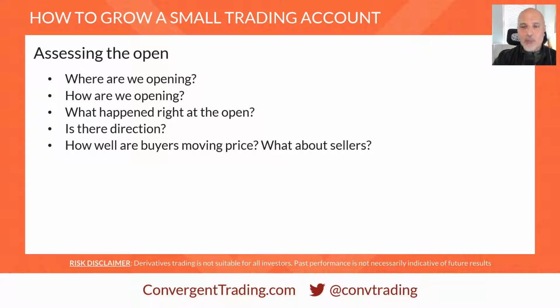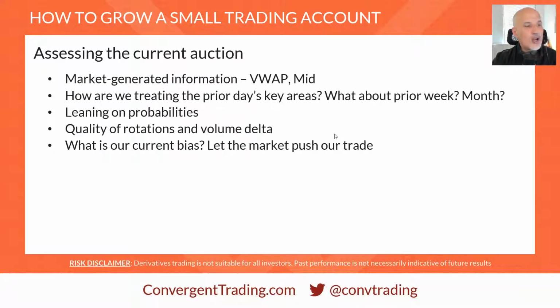How are we opening is very important. Is it an open test drive? Is it an open auction? Are we just going back and forth? Did we push down and then just get rejected and we're pushing the other way, which is the kind of open that we had today? Are we opening in a gap? Are we opening inside? And so on and so forth. Is there direction? These are all important market generated indications as to how things are postured.